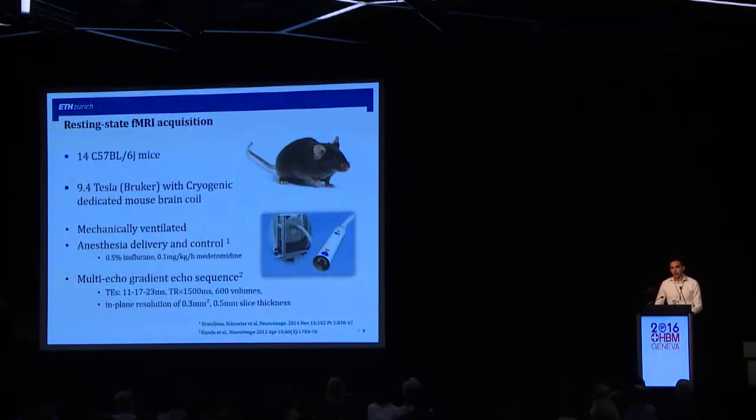So we acquired resting state data on 14 black 6 mice using a 9.4 T scanner equipped with a cryogenic dedicated mouse brain coil. We used mechanical ventilation for the best delivery and control of the anesthesia, and we used a low dose of isoflurane combined with medetomidine. For the acquisition protocol, we used a multi-echo gradient echo sequence, which allows the semi-automatic regression of the non-neural component from the signal.